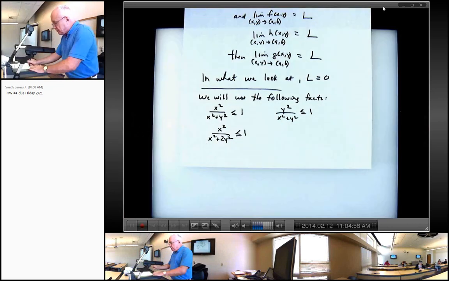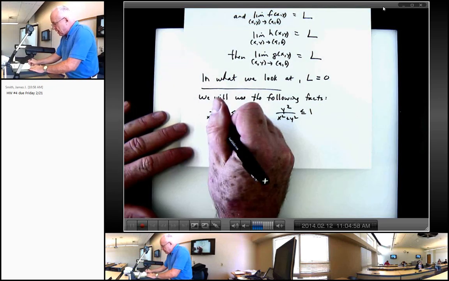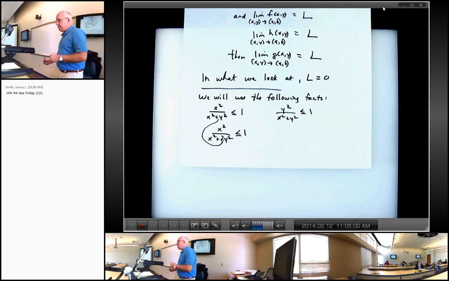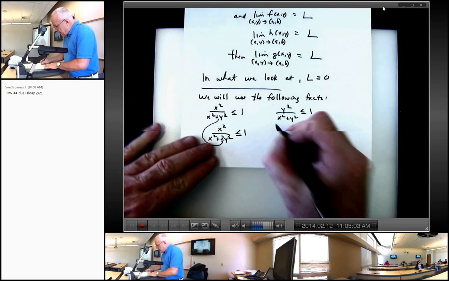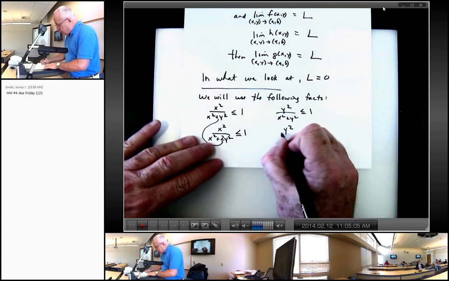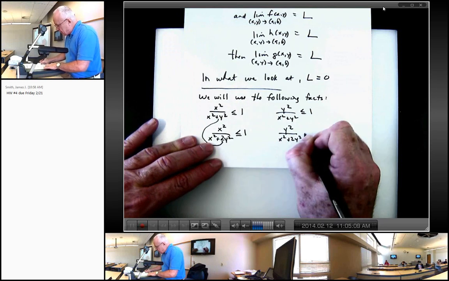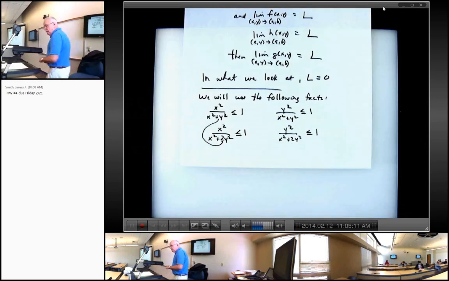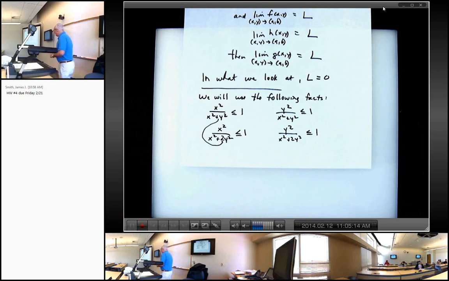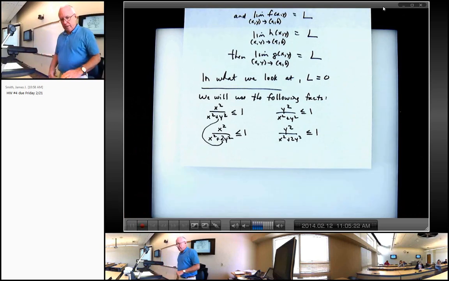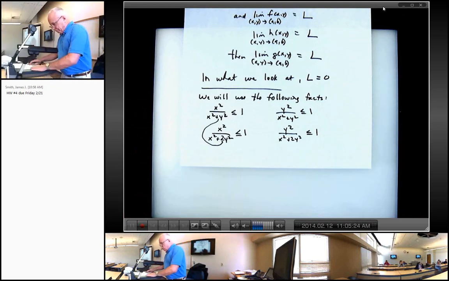The only thing that's different here is that we have, say, a 2 in front of the y. Similarly, y squared over x squared plus 2y squared is also less than or equal to 1. And you can have all kinds of combinations of this. You could have x squared over 3x squared plus y squared less than or equal to 1, all kinds of things. And there's one more.